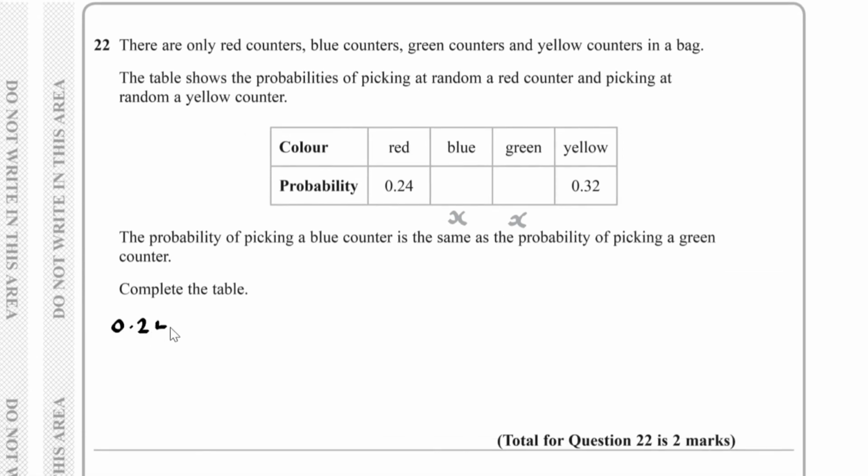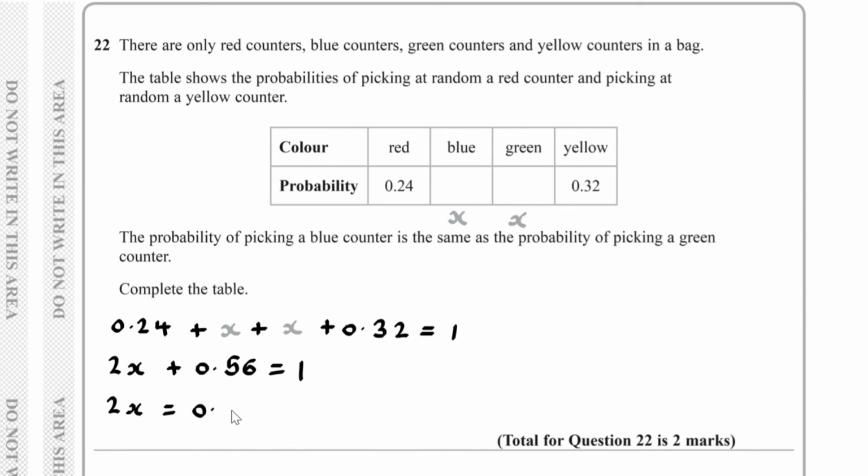So I've got 0.24 plus x plus another x plus the 0.32. This is all equal to 1. 2x plus 0.56 is equal to 1. 2x is 0.44, which means x is 0.22. So I've got 0.22 for blue, 0.22 for green.